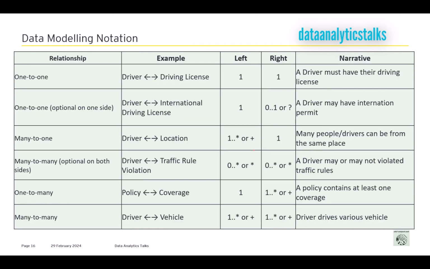These are some of the data modeling notations, like one to one, optional on one side. You can see that, and maybe many to one, then many to many, one to many. A policy contains at least one coverage. Then many to many looks like this: a driver drives various vehicles. So please go through these notations. It will help you when you start doing the modeling.